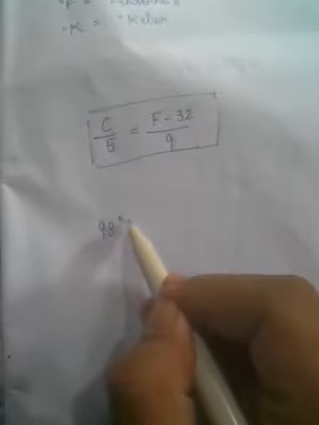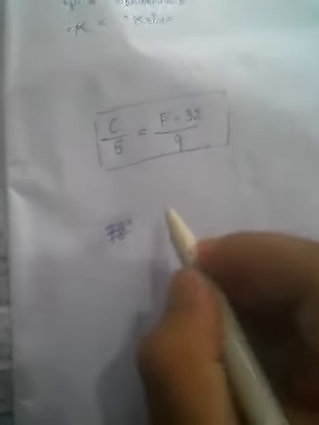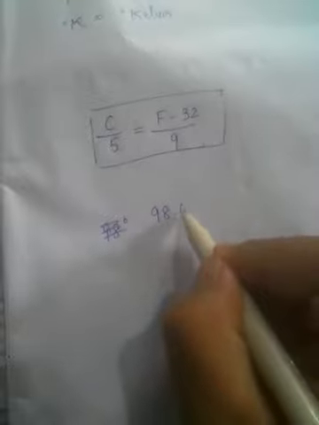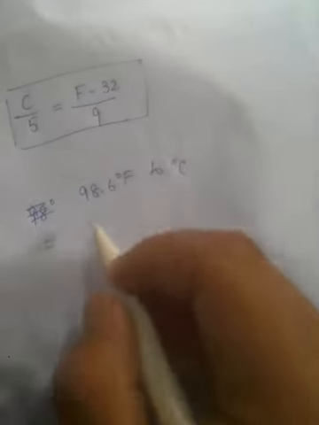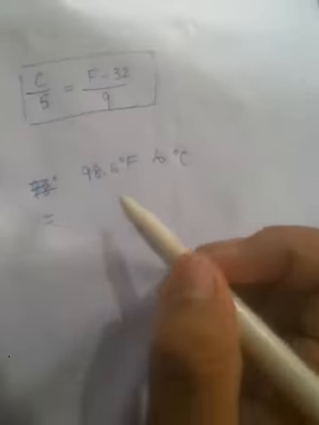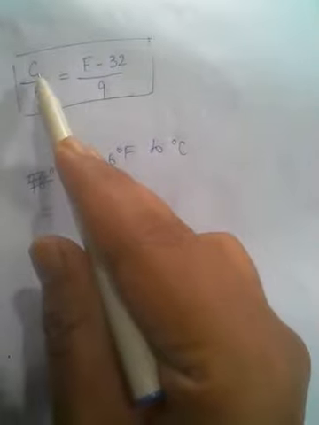So I think we can do one of the exercises out here. I'll try to show it. If a question comes, convert 98.6 degree Fahrenheit to degree Celsius. We are to convert this. Now we will be using the formula. Fahrenheit is given to you, we have to find Celsius.